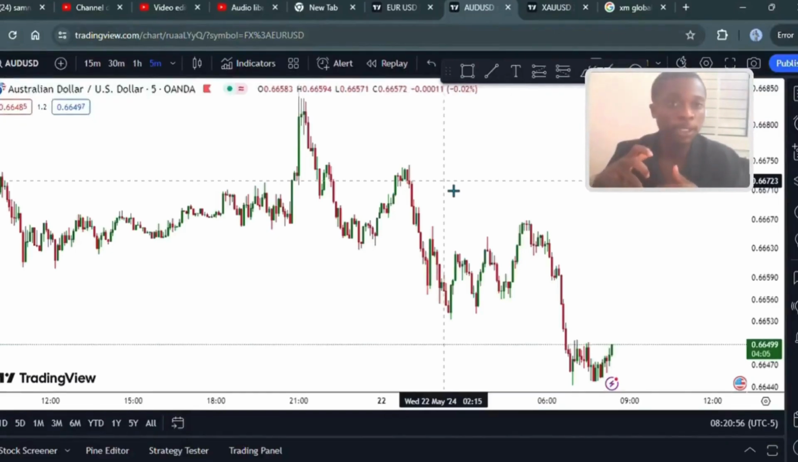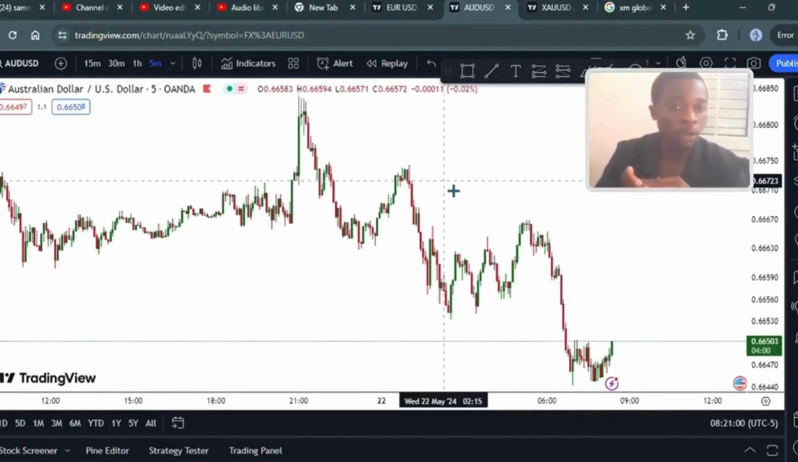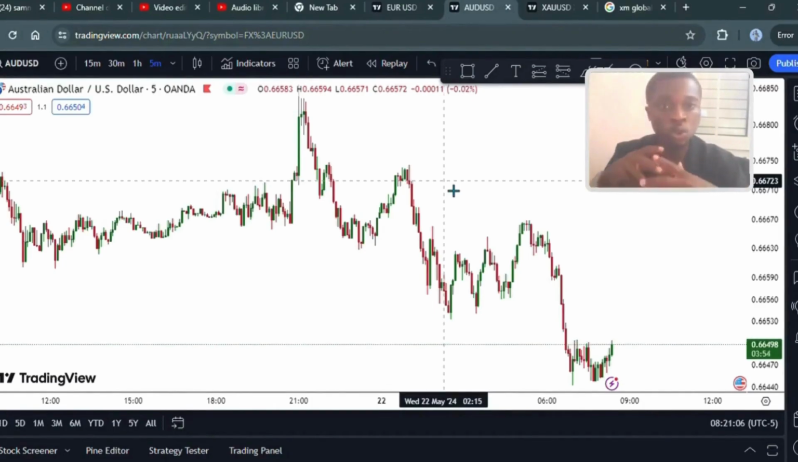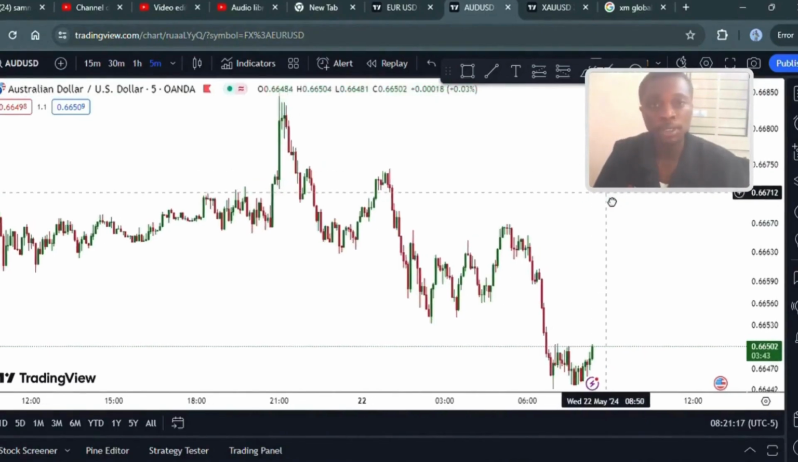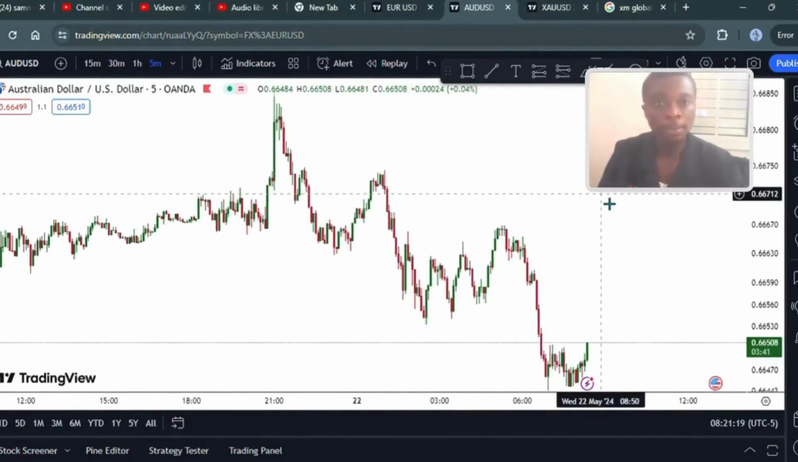So support is basically the area where price bounces back, and resistance is the area where price rejects. For some of you that don't know what support and resistance is, it is also one of the best ways to predict price movement in the forex market. The ability for you to spot support and resistance can make you a lot of money in the forex market.